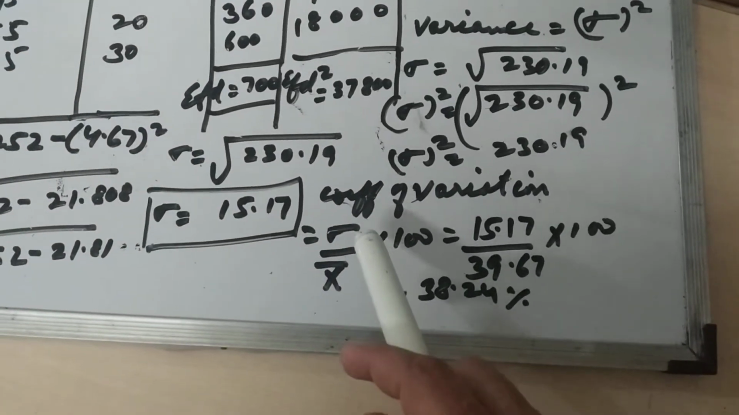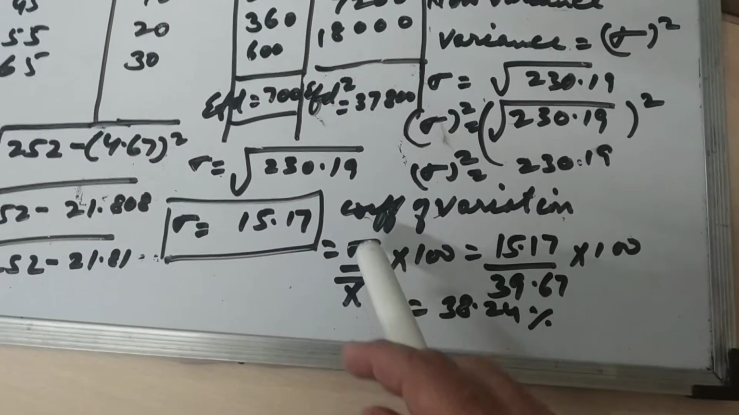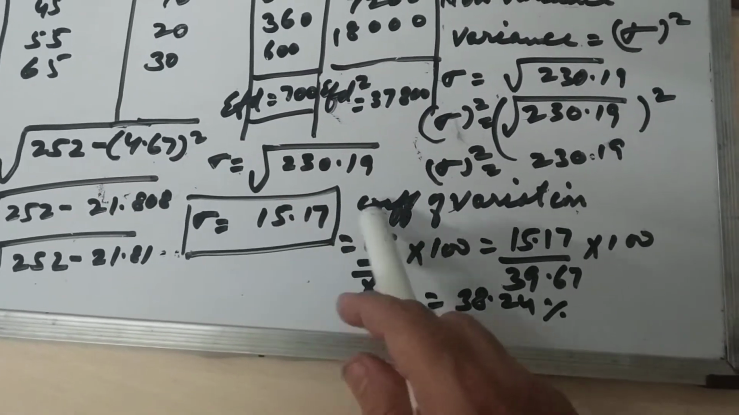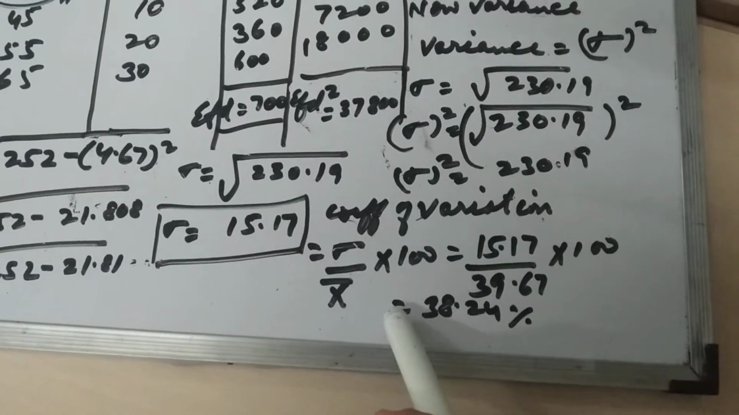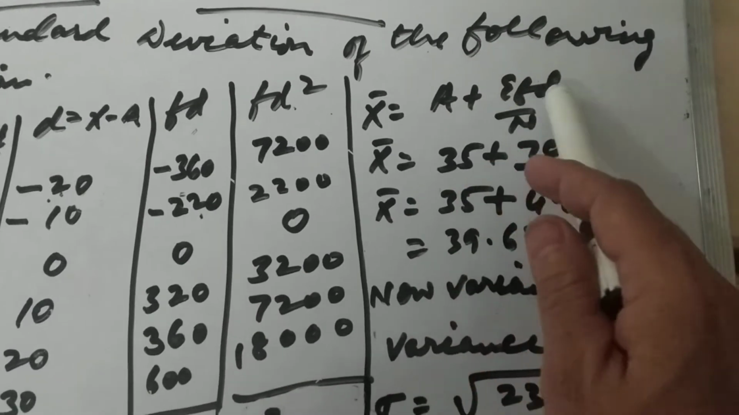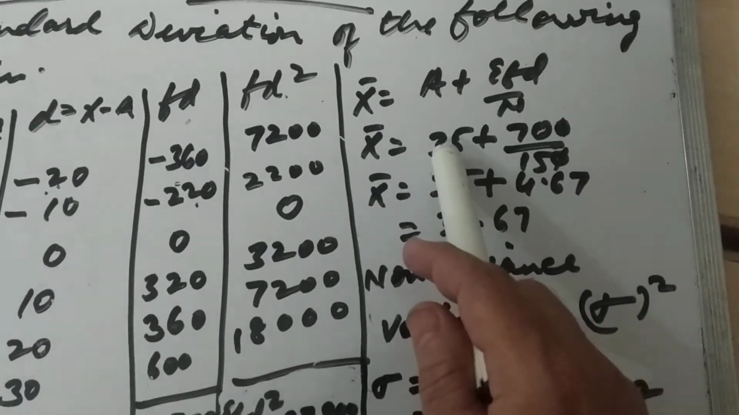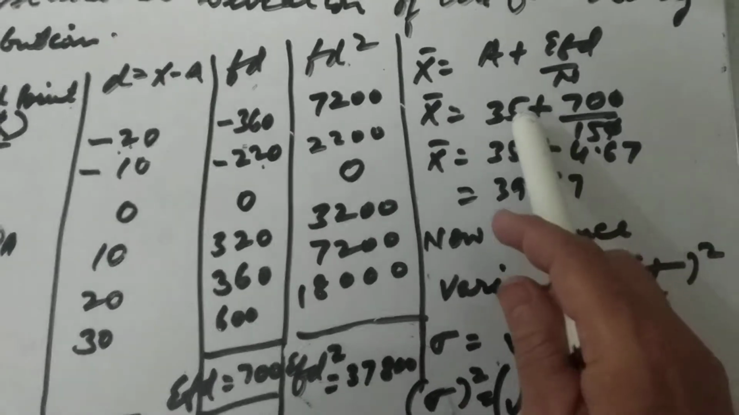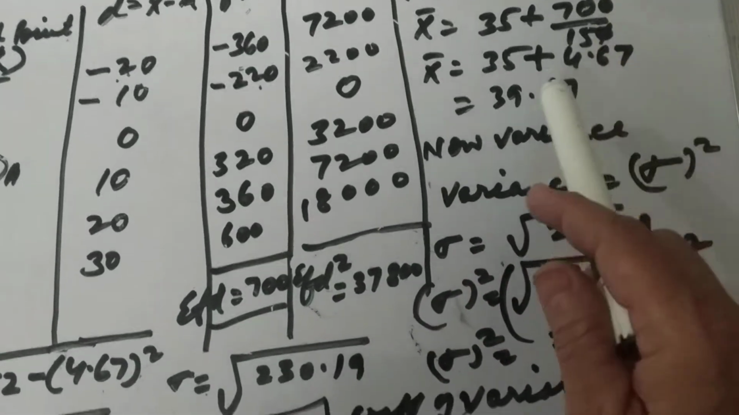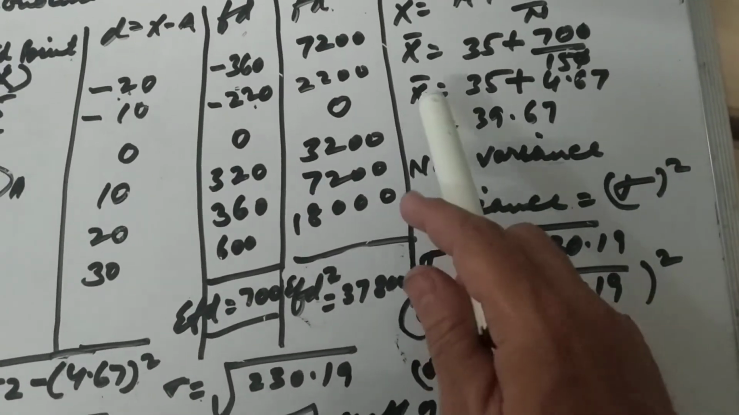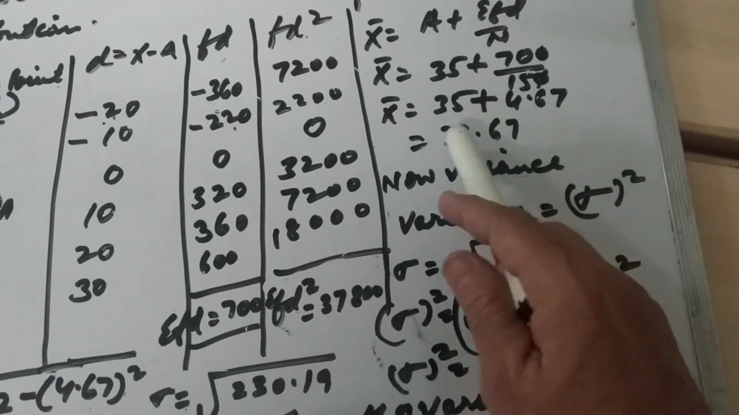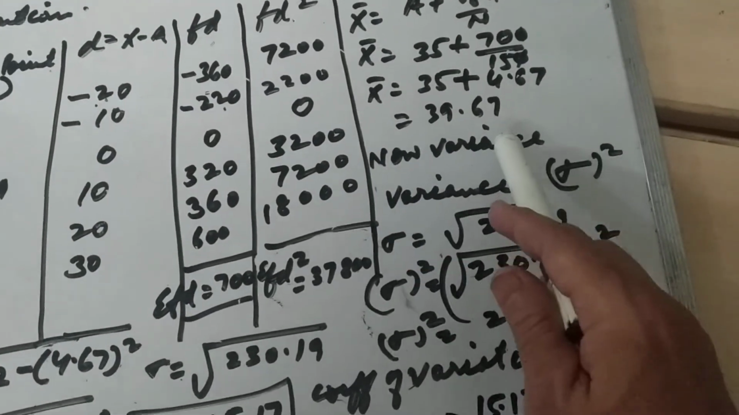There is another thing which we calculate, and that is called coefficient of variation. Coefficient of variation is calculated with the help of standard deviation upon x bar into 100. So your standard deviation is 15.17, so you write that. And then you need to have x bar. I have calculated x bar over here. x bar was A plus sigma FD upon N. So your A is 35, as you know, sigma FD was 700, N was 150. So if we do the calculations, we get 4.67. I add this 4.67 to get 39.67.